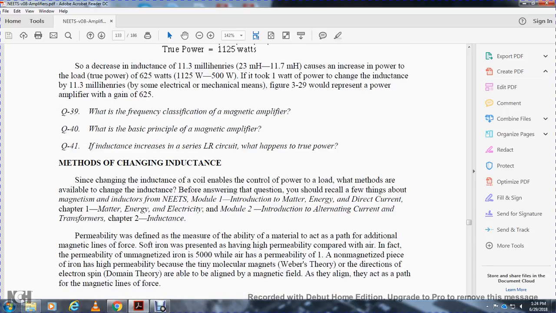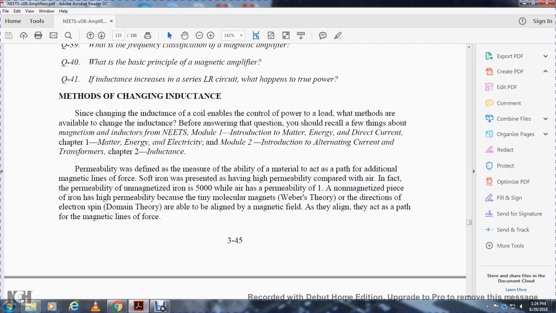Method of changing inductance. Changing the inductance of the coil enables the control of power to the load. Before answering the question of how to change the inductance, you should recall a few things from the NEETS Module 1, Introduction to Matter, Energy, and Direct Current, Chapter 1, Matter, Energy, and Electricity, and Module 2, Introduction to Alternating Current and Transformers, Chapter 2, Inductance.